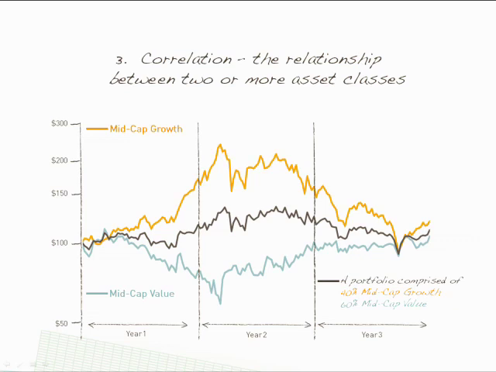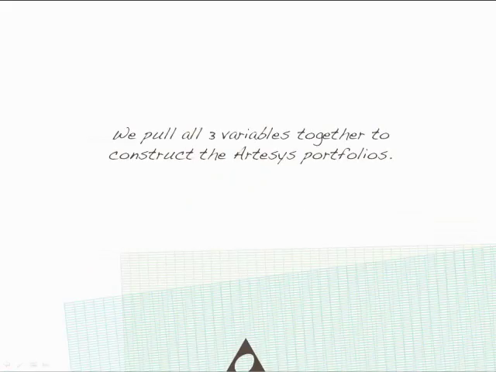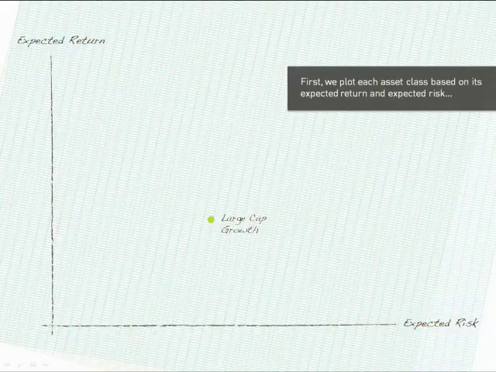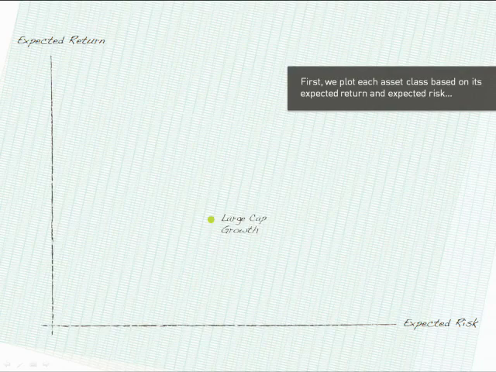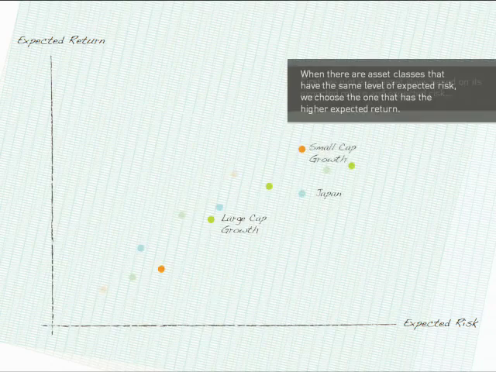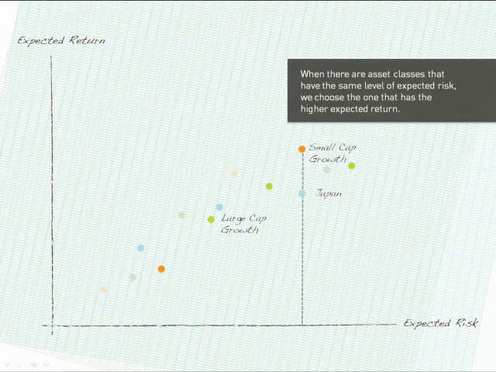Later in this presentation, we will show you a technique that aims to get this portfolio to outperform its asset classes. We pull all three variables together to construct the Artesis portfolios. First, we plot each asset class based on its expected return and expected risk. When there are asset classes that have the same level of expected risk, we choose the one that has the higher expected return.